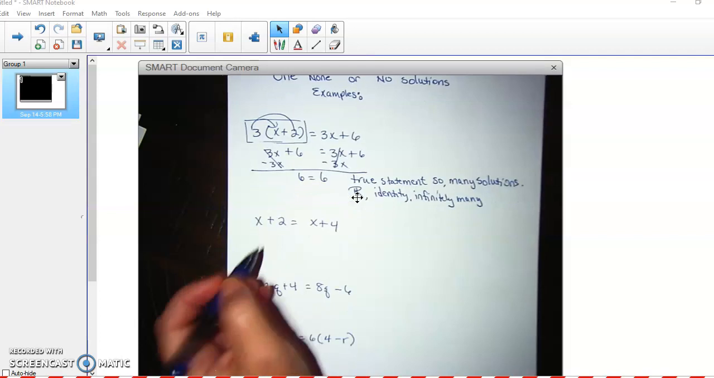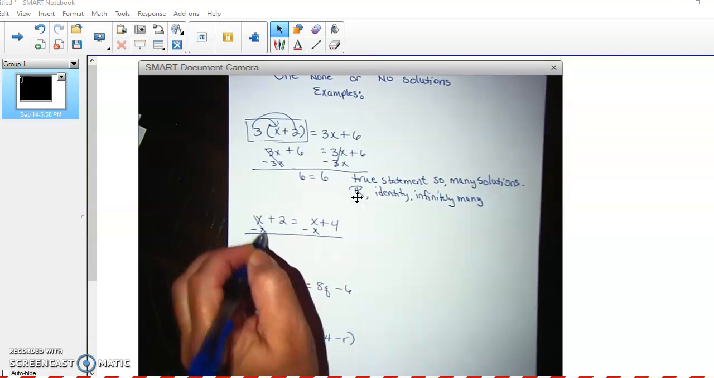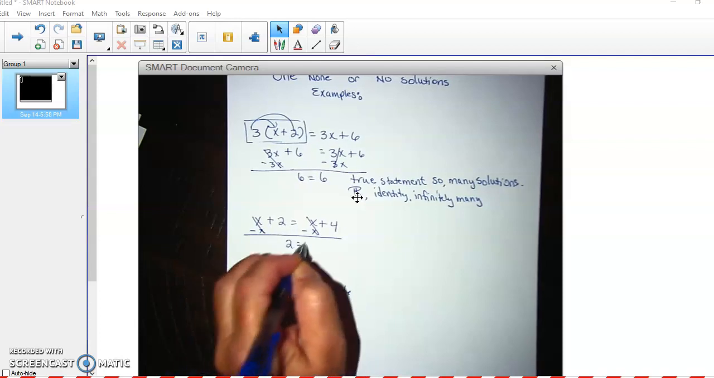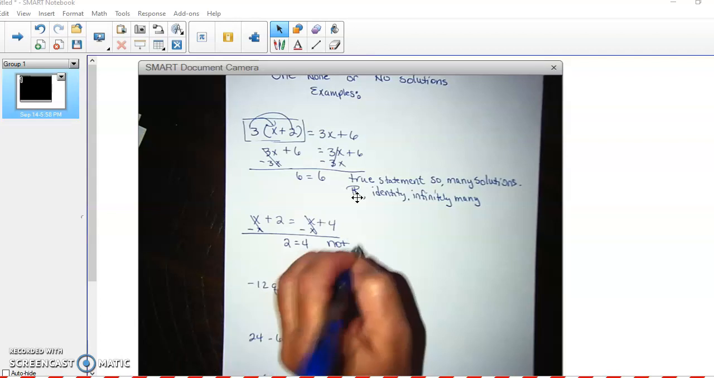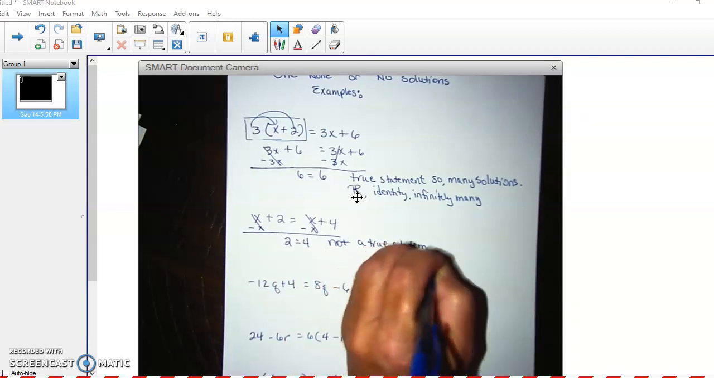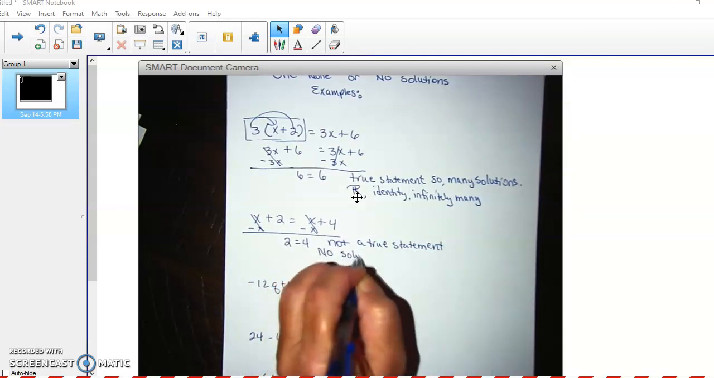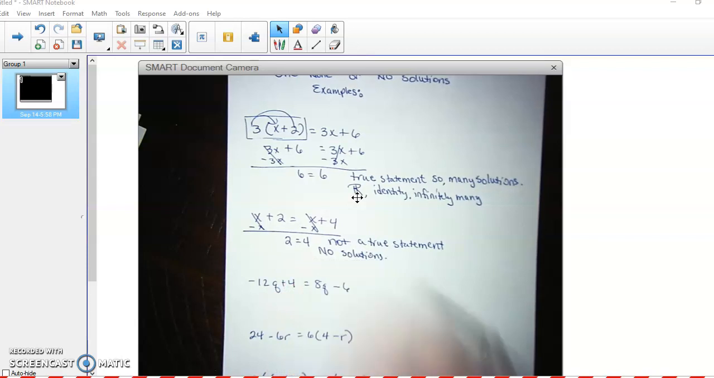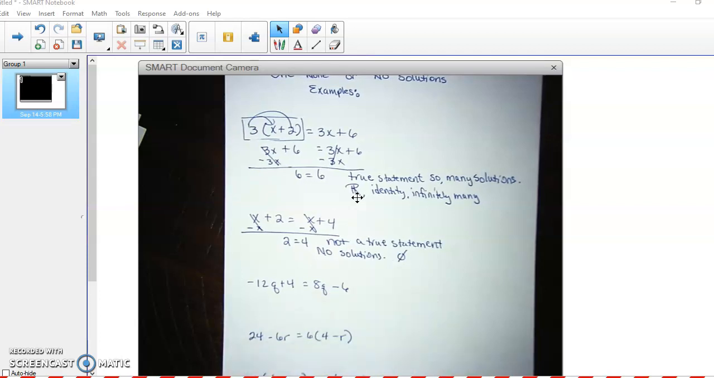So we want to get our variables together on one side. Cancels, cancels, we get 2 equals 4. Not a true statement. 2 is not equal to 4. So not a true statement. There's no solution. You're never going to find a number. You can keep on trying and substitute it in, and it will never equal each other. Okay, we also call it an empty set if you want to see that too.